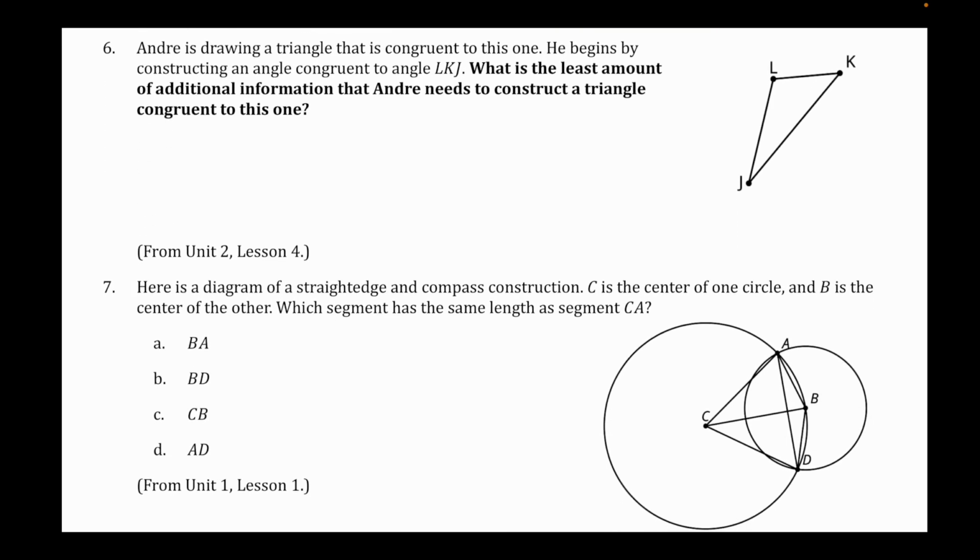For question 6, we have Andre drawing a triangle that's congruent to this one. He begins by constructing an angle congruent to LKJ. So I'm going to mark that one here. LKJ is this angle in the top corner. What is the least amount of additional information he needs to construct a triangle that's congruent to this one? So I might say, in this case, we can do side angle side. I might say he needs LK and JK. So LK, we can say here, length of LK and JK.